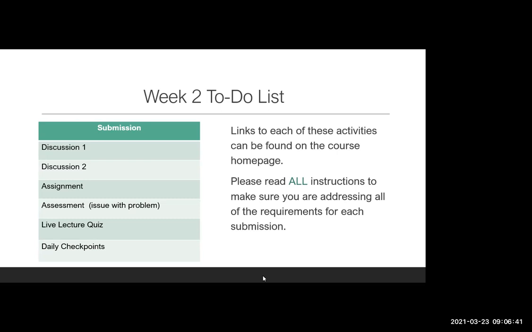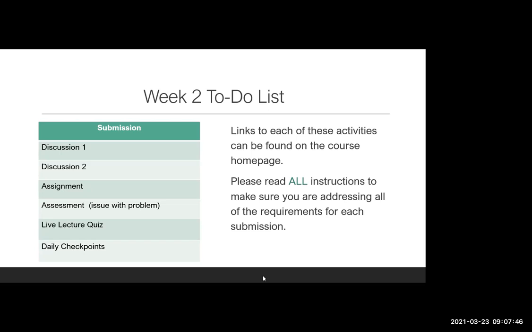Then the assessment: there is an issue with 1 question, and we're hoping to have that taken care of this week. Don't forget, you have more than 1 attempt at the assessment to earn the highest grade possible, so please use both attempts to get the highest grade you want. And then the live lecture quiz. I will give you all the information you need in this session to answer those 4 questions and do so very well. And then, of course, your daily checkpoints. Don't forget, there are 4 that are required, and there are 3 that are available for extra credit. So take advantage of those.